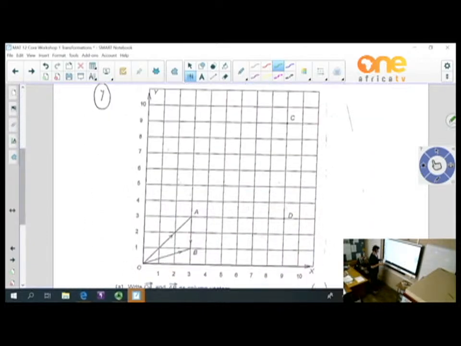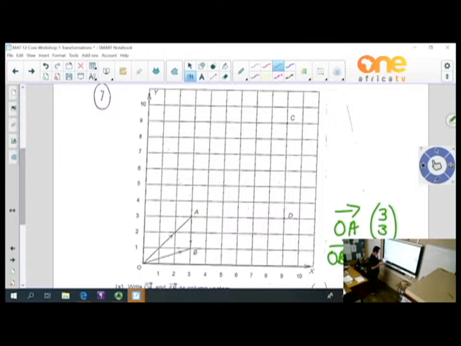Question 7. Write OA and AB as column vectors. Now OA is from O to A. So from O to A, I went 3 to the right and 3 up. So OA is then (3, 3). 3 to the right, 3 up. OB, 3 to the right, 1 up. So OB is then (3, 1). And that's why they're positive.